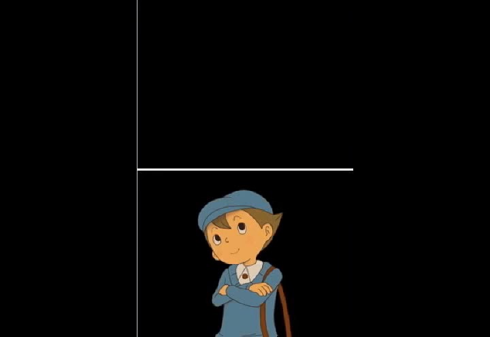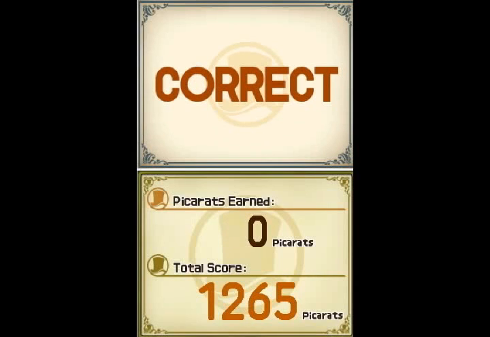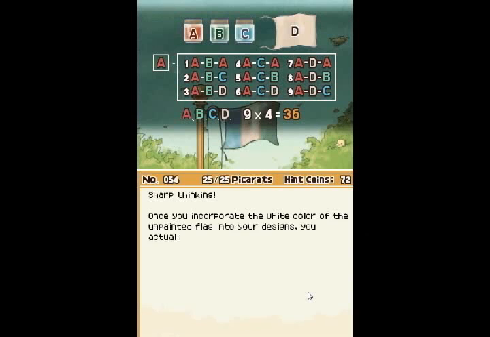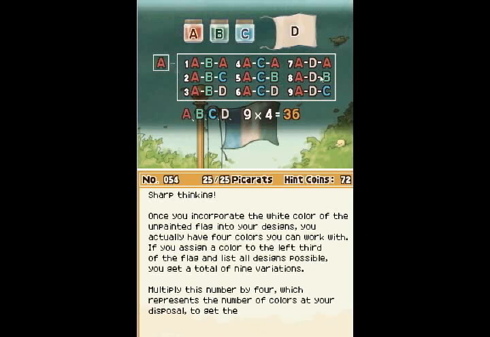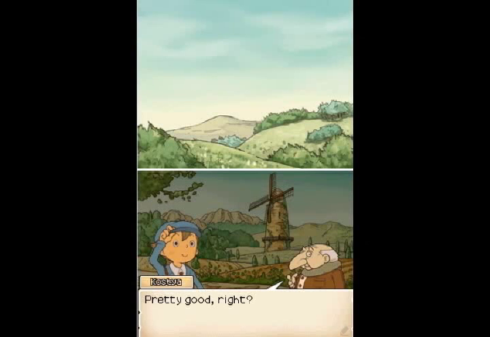Just leave it to me. Piece of cake. Yep, that's the way it works. Pretty good, right? I may be getting older, but I can still cook up a mean puzzle.